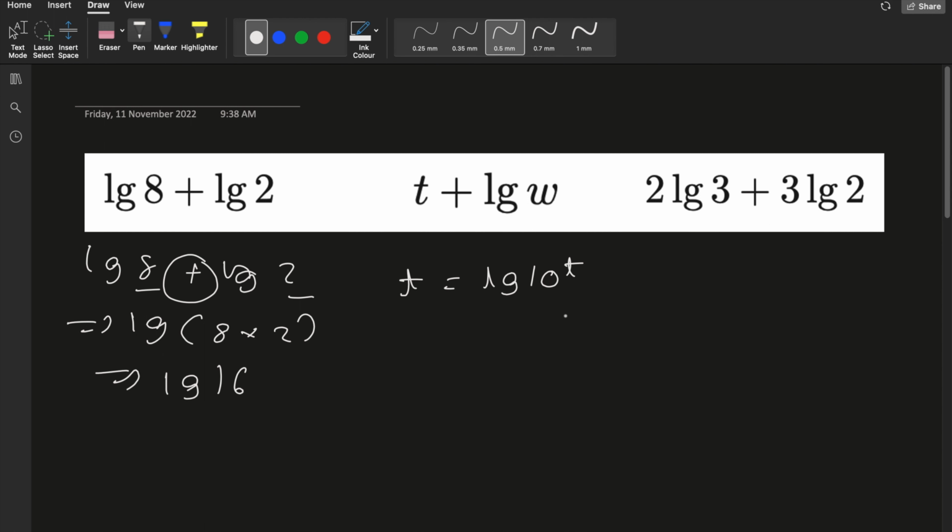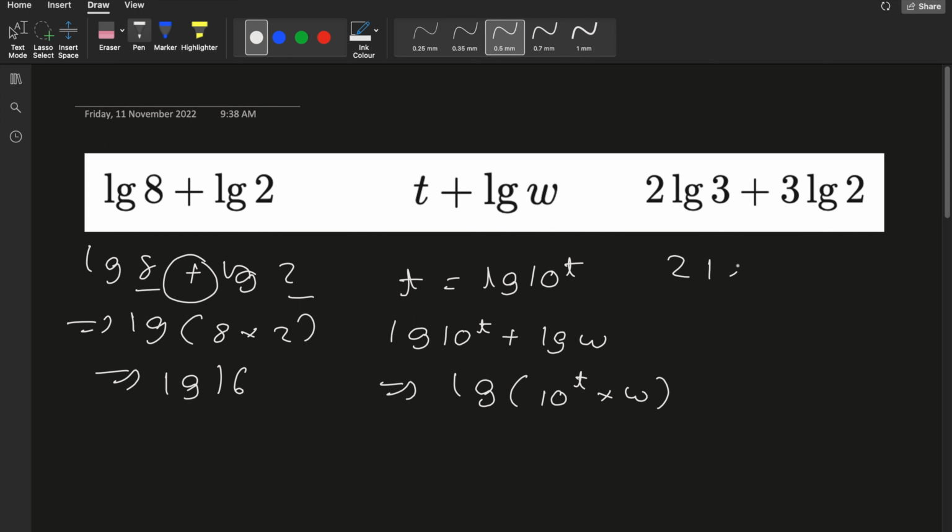10 to the power of t. So this would be log 10 to the power of t plus log w. This would give log 10 to the power of t multiplied by w. Okay, let's look at the third one.